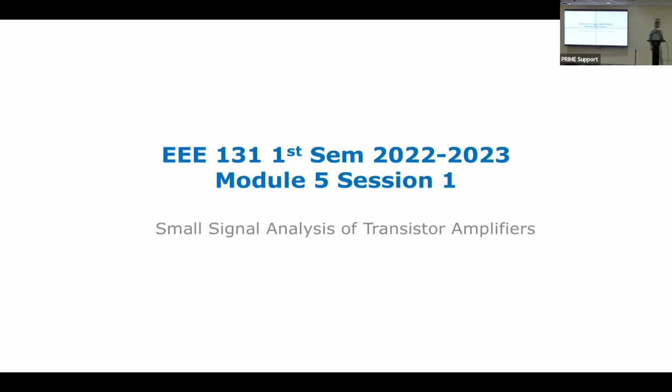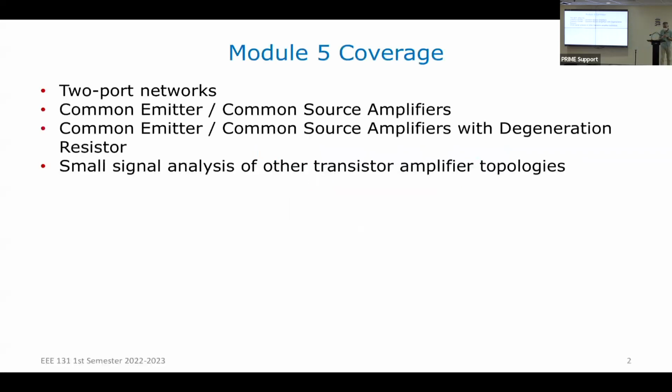Okay, so what are we going to take up today? In this particular module, we're going to take up small signal analysis of transistor amplifiers. In the last two modules, Module 3 and Module 4, we took up the small signal model of the transistor itself. But this time, we're going to take up the small signal analysis of the entire amplifier, meaning to say the transistor and all its corresponding external components. So this is what is going to be covered in Module 5.